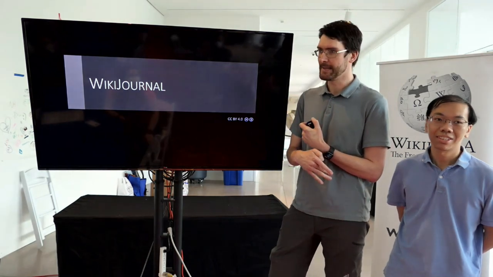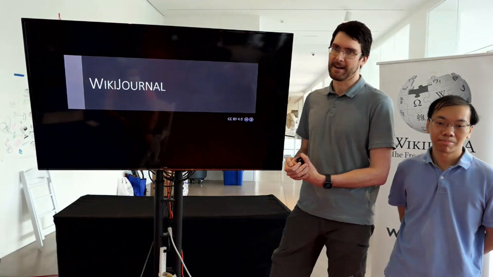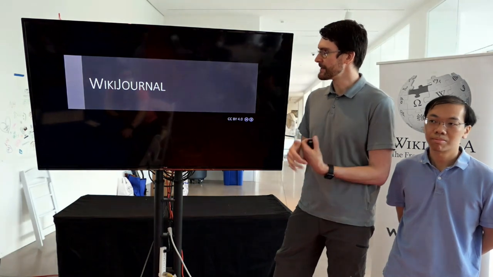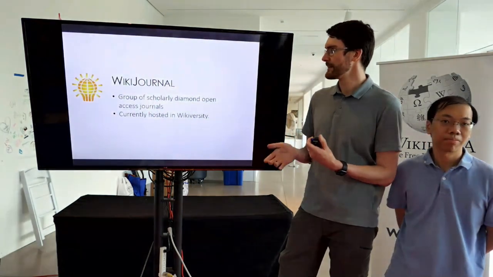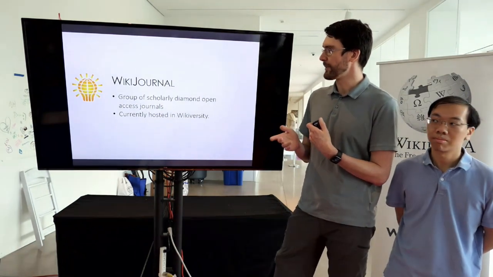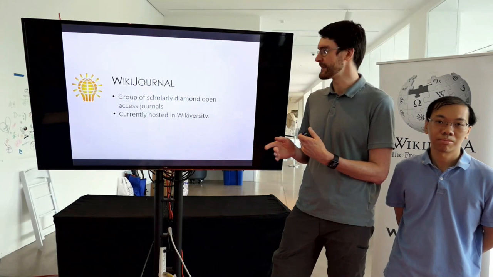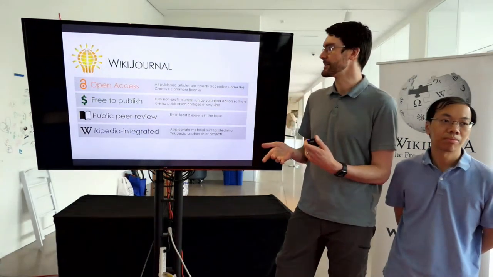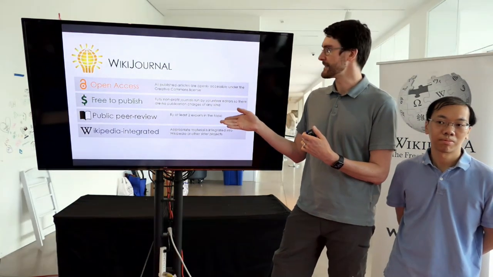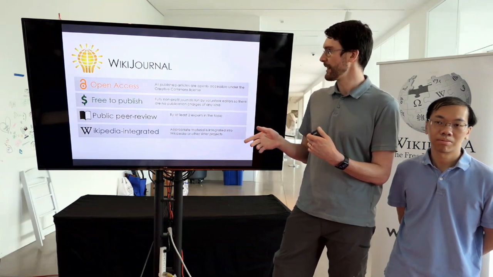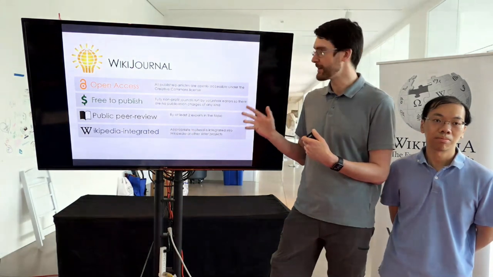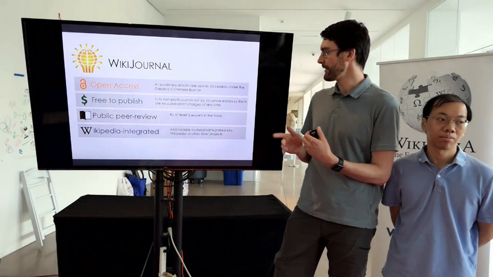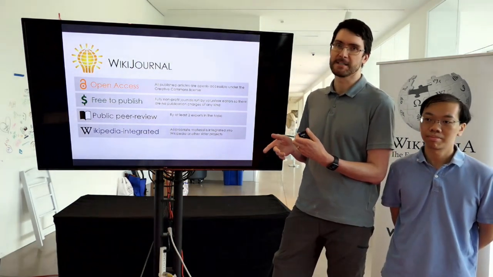I have Andrew with me, and I am the founder and editor-in-chief at Wiki Journal, which I'm going to first give a brief introduction to. So Wiki Journal is a group of scholarly diamond open access journals, and it is currently hosted in Wikiversity. The main features are that these are open access, so all published articles are openly accessible under the Creative Commons license, and free to publish. These are fully nonprofit journals run by volunteer editors, so there are no publication charges of any kind.